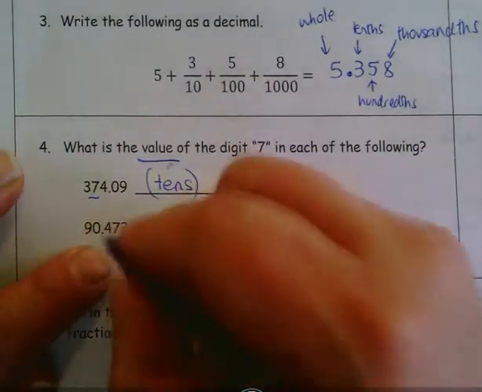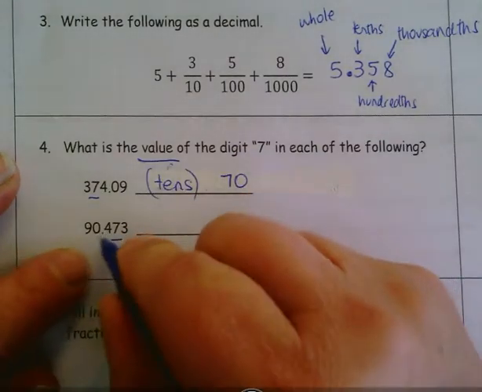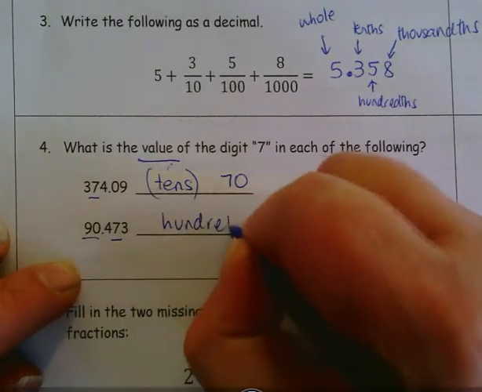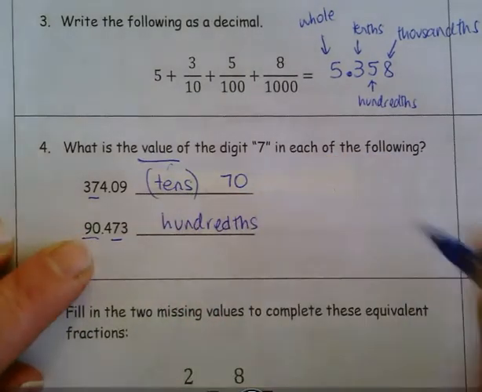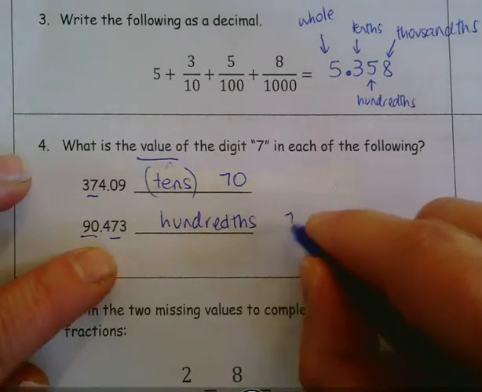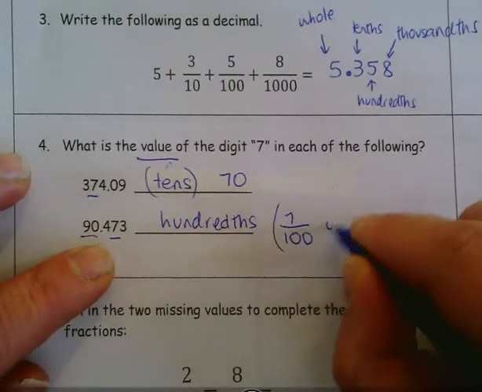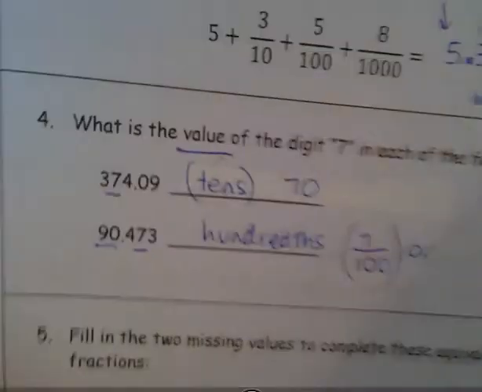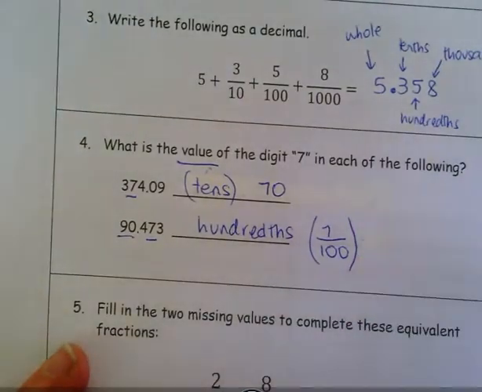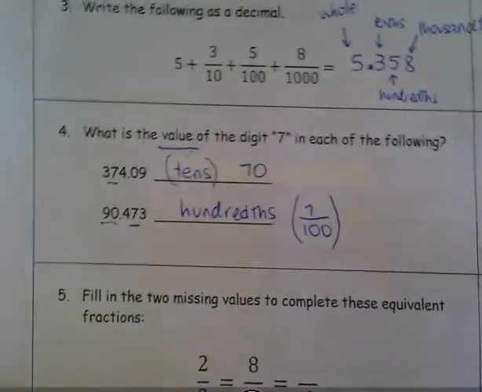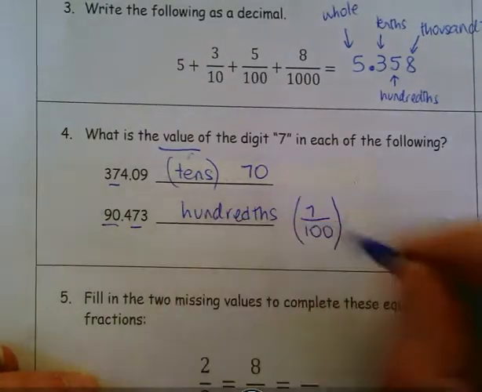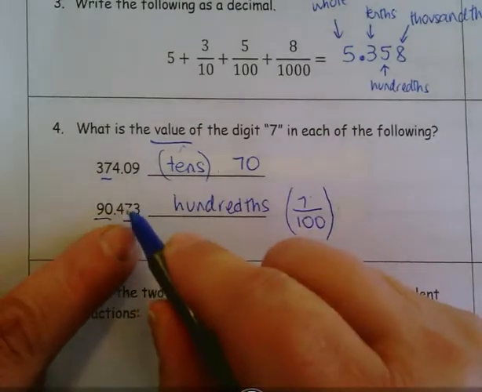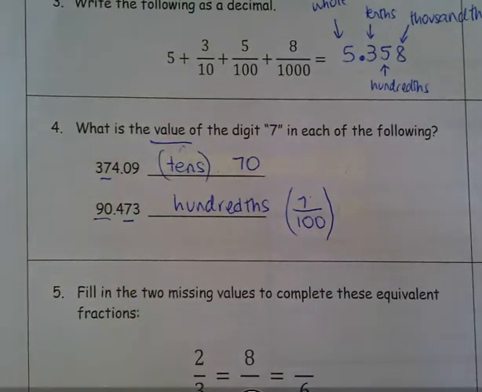Okay? Now the 7 in this one, we've got the whole number part, then we've got tenths, hundredths. So the second one is in the hundredths column. So its value is 7 hundredths, or 0.07, but we'll write it as 7 hundredths. So you can write 7 hundredths or 7 over 100. It's in the hundredths column because we've got tenths, hundredths, thousandths. So we've got 7 hundredths.